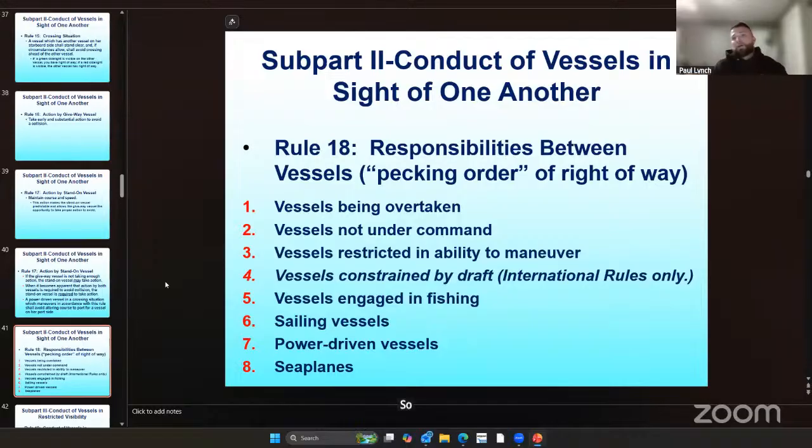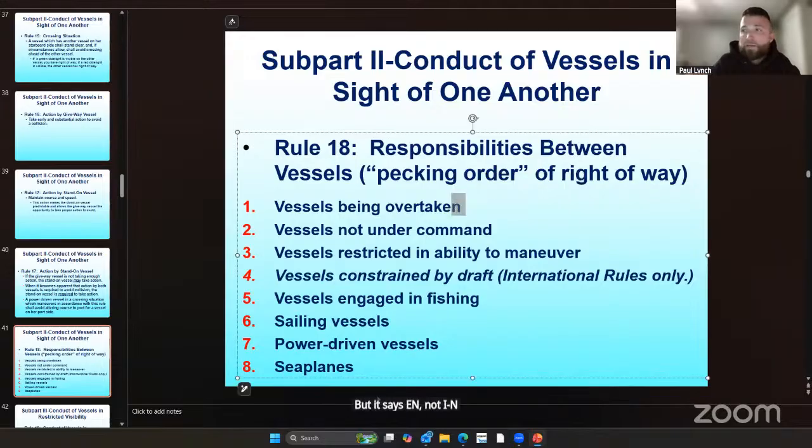So with the pecking order, we learned new rails catch fish, so purchase them. So being overtaken, EN, overtaking would go down here. But like this, now we're adding this to the pecking order right away. But it says EN, not ING. ING would be down here.